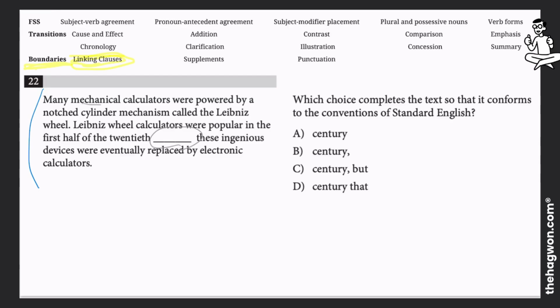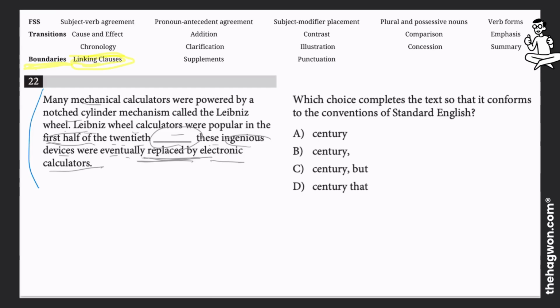Many mechanical calculators were powered by a notch cylinder mechanism on their Leibniz wheel. So the Leibniz wheel calculators were popular in the first half of the 20th century. These ingenious, clever devices were eventually replaced by electronic calculators. So we had these in the first half of the 20th century, but they have been replaced.